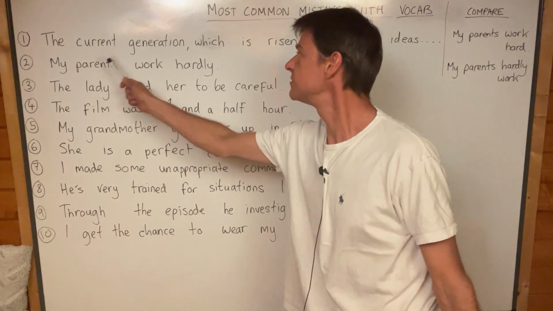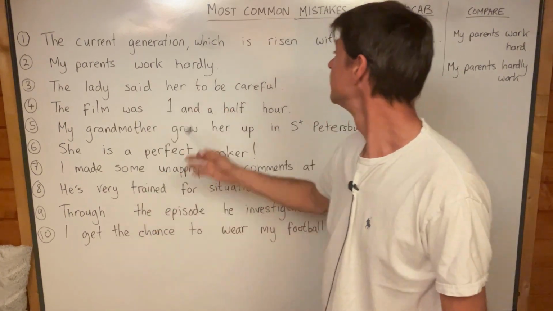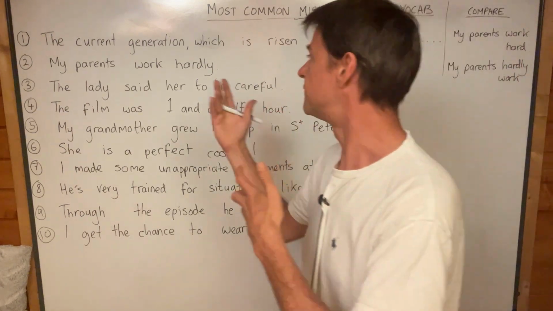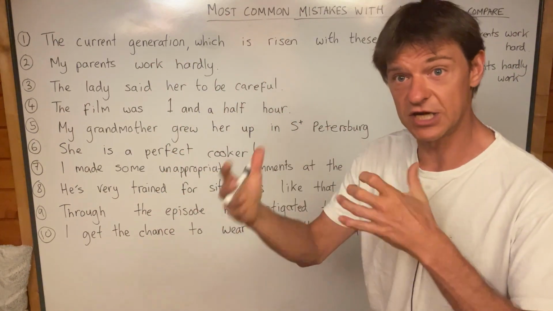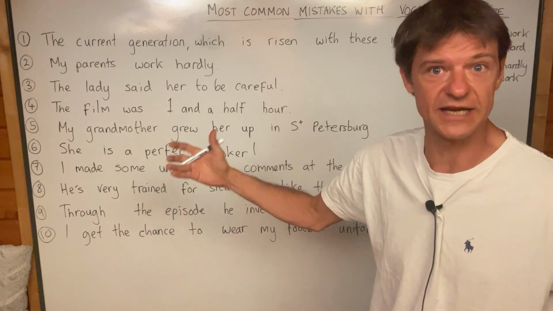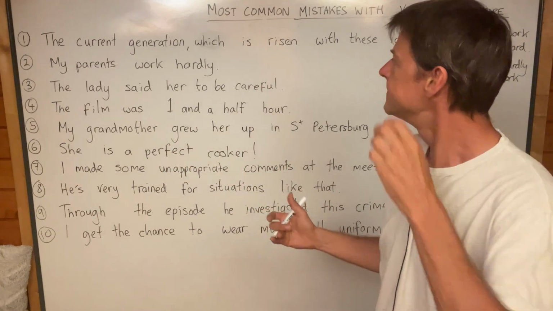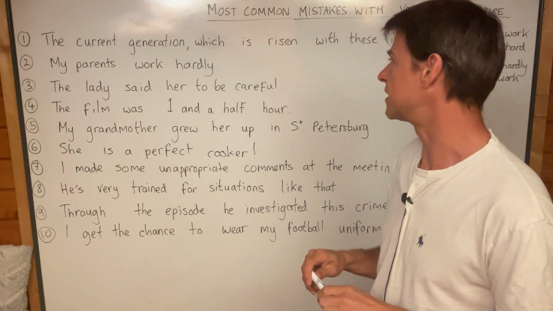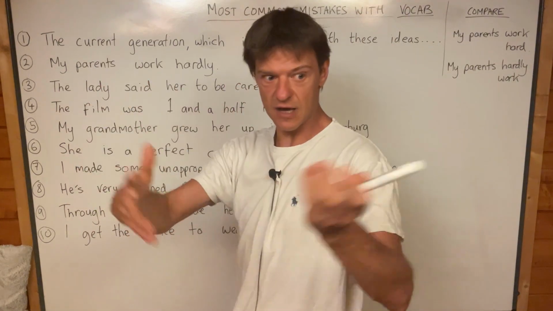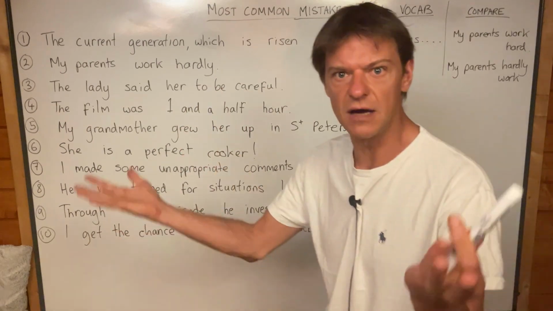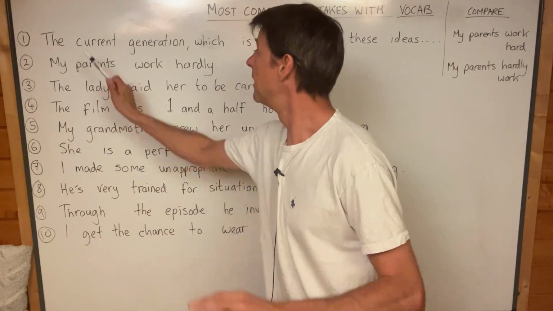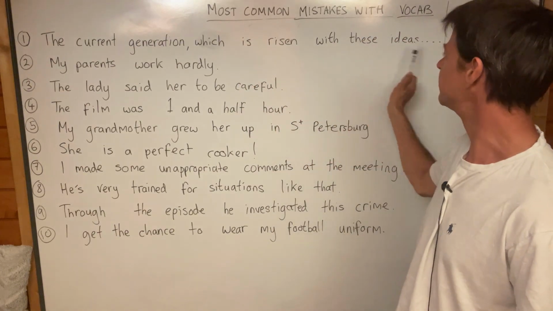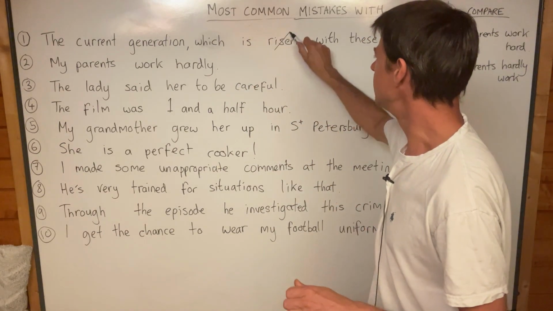Number one, the current generation. Good word to use, it usually refers to the younger generation. A generation is just all the people of your age group in one period. So you can talk about your parents' generation, your grandparents' generation, and here we're talking about the current generation. Usually it means the young generation, it really does. So "the current generation, which is risen with these ideas", this is the wrong word.